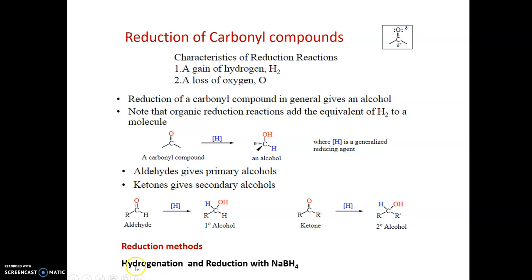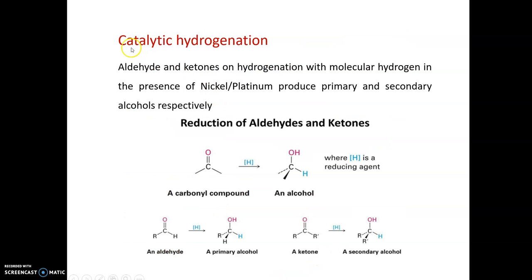There are various reduction methods. In this video, we'll be learning about hydrogenation and reduction with sodium borohydride. Coming to catalytic hydrogenation, aldehydes and ketones on hydrogenation with molecular hydrogen in the presence of nickel or platinum produce primary and secondary alcohols respectively. So let us look at the reduction of a carbonyl compound. We get an alcohol. Here molecular hydrogen is the reducing agent.